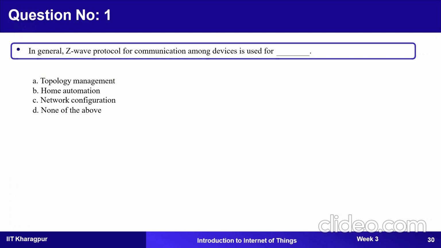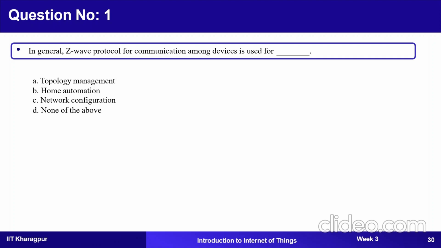Okay, so now we will discuss the questions of week 3. So first question is, in IoT, the Z-Wave protocol for communication among devices is used for. Options are topology management, home automation, network configuration, and none of the above.